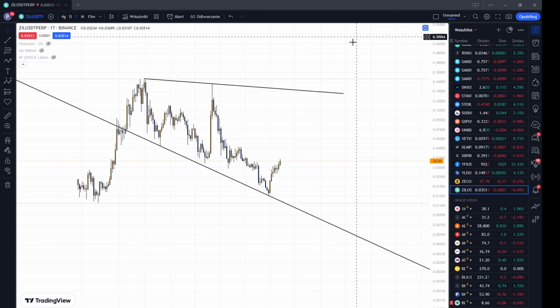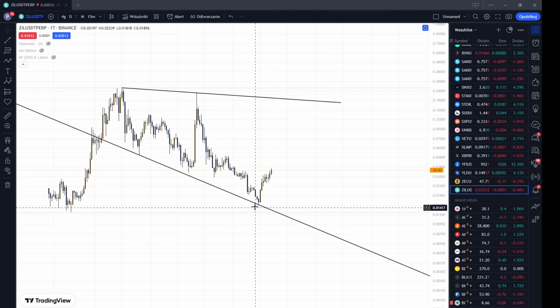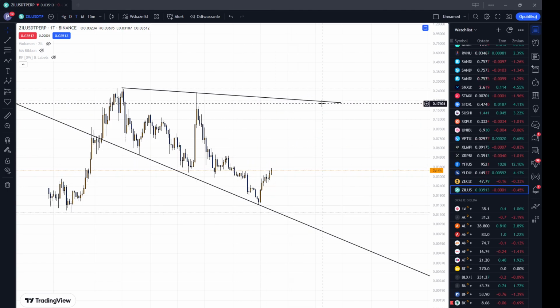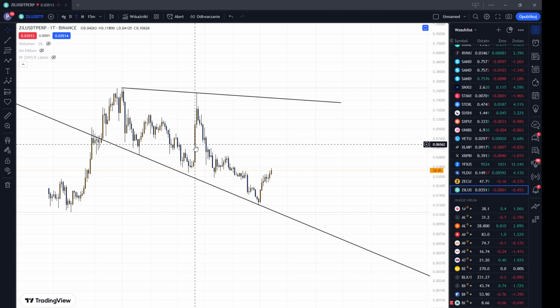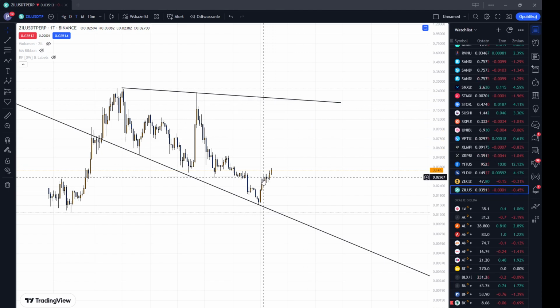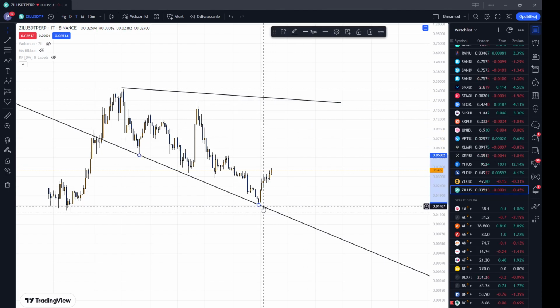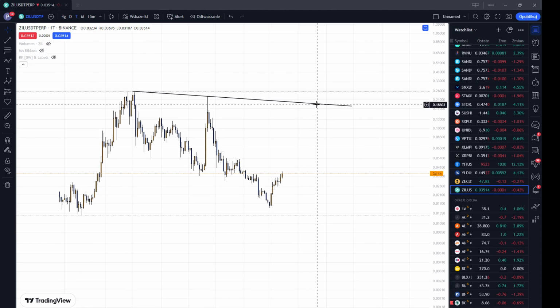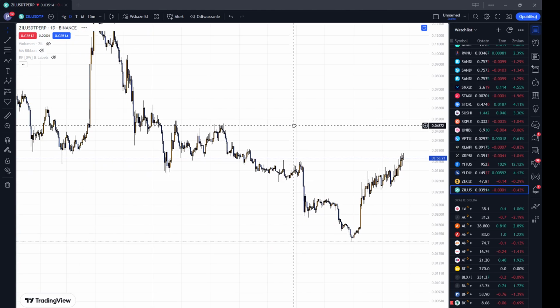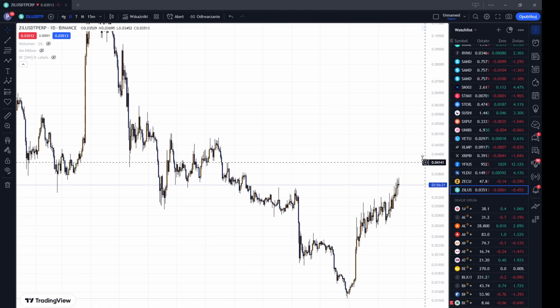I don't know. You could try and trade this, yeah, but this move up, I would try and trade this. It could be one of those, like a straight line up. But I don't know, very risky to be honest. But let's get down to a lower time frame, and let's see what we have here.